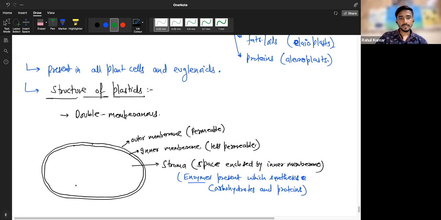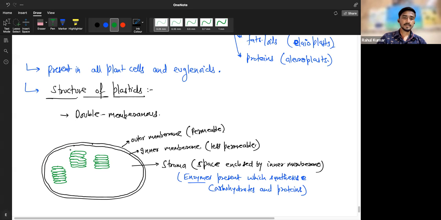In this stroma, there are disc-like structures which are arranged like coins, one on the top of the other. Just like you stack coins one on the top of the other, they are disc-like, round. There are many. I will make just 3 stacks to explain.